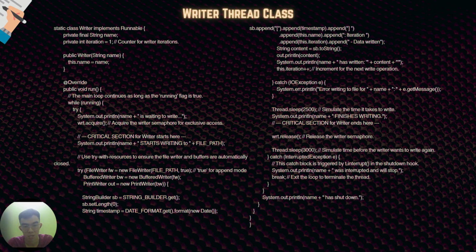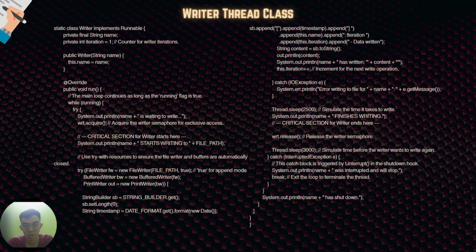When the writer has entered the critical section, we print out the message: writer starts writing to file path, which is the symbol.txt. And then we will use again the try and catch section. Inside the try and catch section, we will see the file writer, buffer writer, and the print writer. The file writer with parameter file path, which is the symbol.txt, then true. The true is for the append mode.